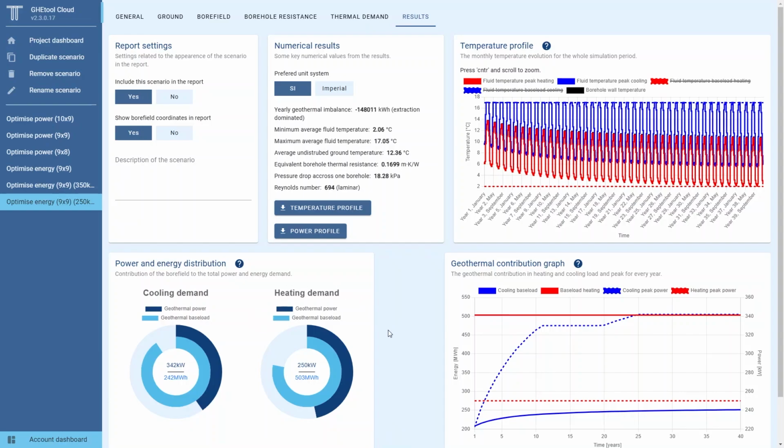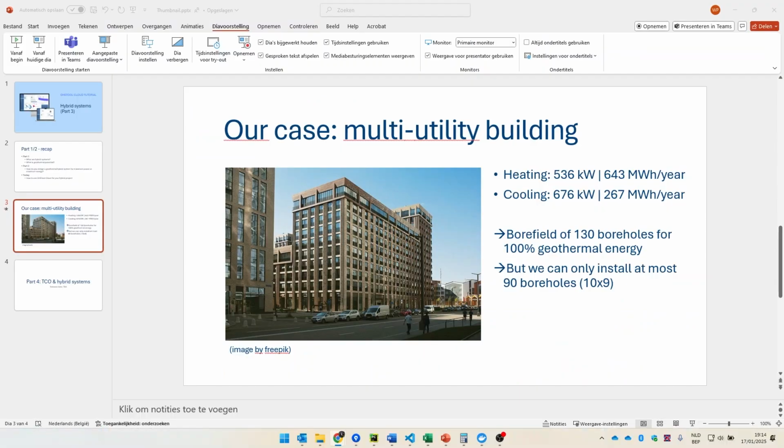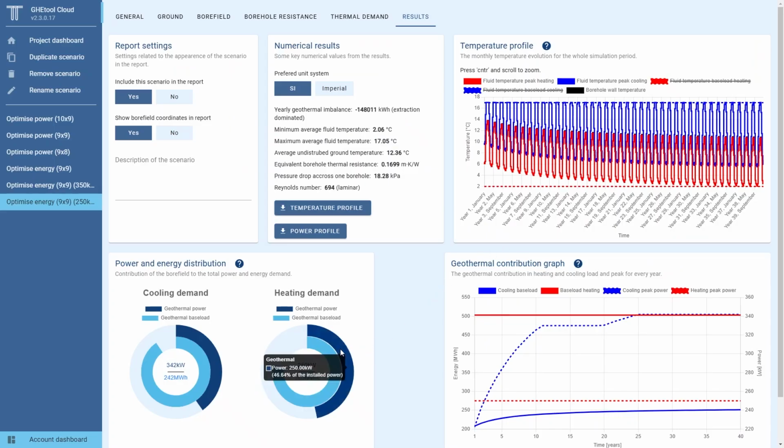Because now we do not have any oversizing in our heating system. If you recall that the total installed power was 536, you can see if we sum both up, we get that 536. So there is no oversizing in heating in this case. And we can get up to 78.2%.